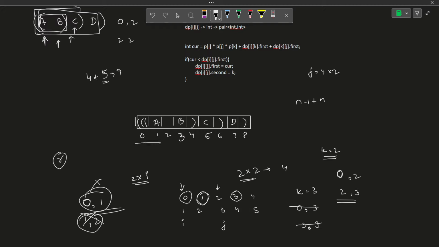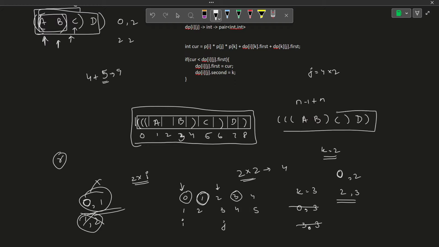So you see, we will have this particular vector of strings where we have all the characters. So we can just write it into our answer string. So it will be 3 opening brackets, then A, then empty, then B, then closing, then C, then closing, then D, then closing, right? So this is how you can figure out your final answer.